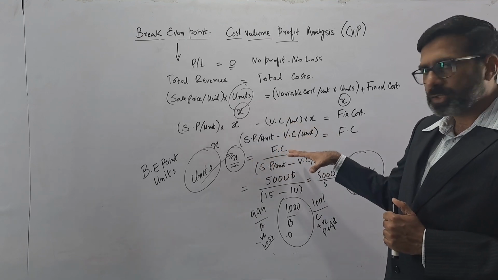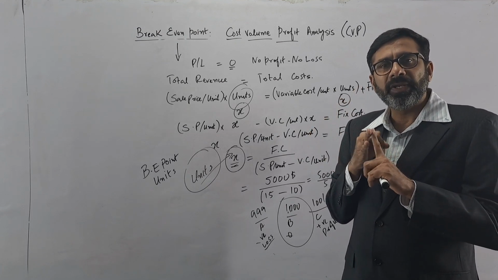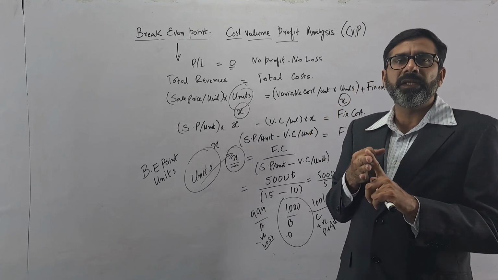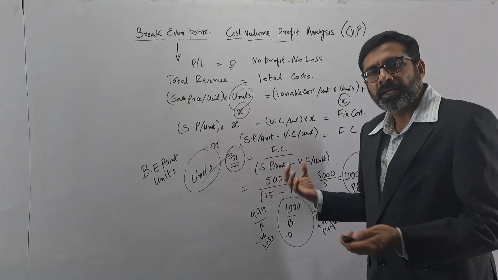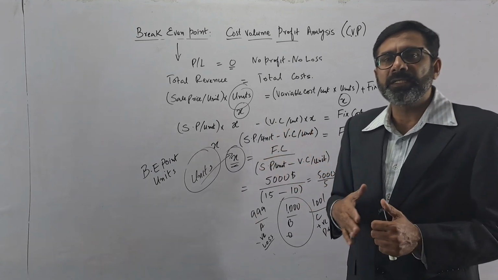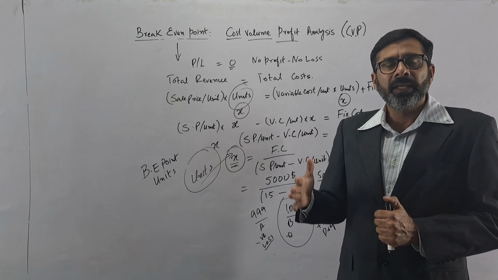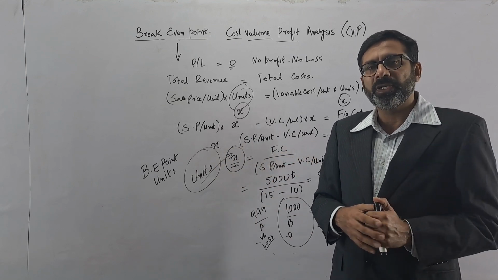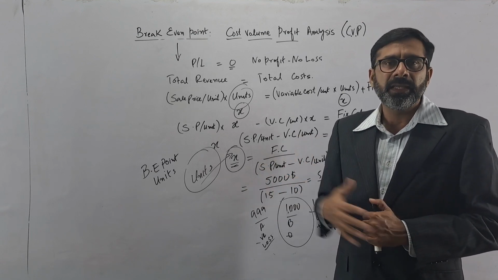So we only need the fixed cost. The second thing we need is the variable cost per unit, and the third thing we need is the sale price per unit. From that we can simply get the break-even point in number of units. Obviously there are many other things, such as how it is calculated through the graphical method, the target profit situation, and the contribution margin concepts. We will discuss these in the next lecture.